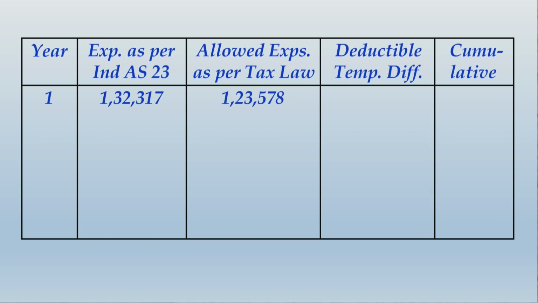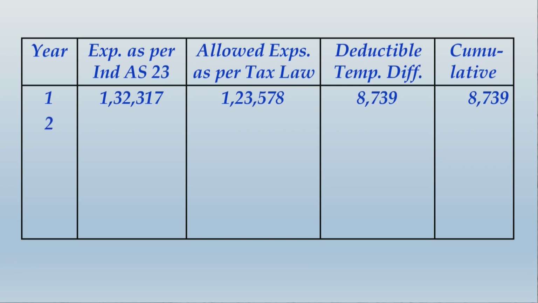Now can you notice one thing? The expense allowed under tax law is less and the expense recognized in financial records is more. As a result, the taxable income will be more than the accounting profit, and therefore the nature of difference will be deductible temporary difference, and that works out to 8,739 for the first year. We will obviously take this difference on a cumulative basis, because based on this the deferred tax asset would arise. So 8,739 is the figure for the first year.